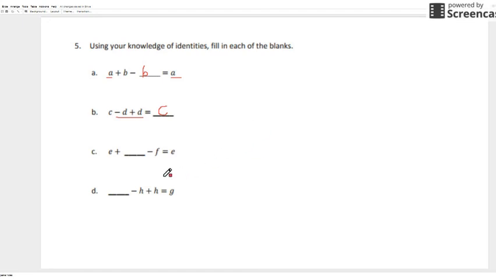All right, hopefully for C you came up with F. If you look at this, E is here. If I add F to it and then subtract F again, if I subtract the same thing, I come back to the original. For this one, hopefully you came up with G. If I start off with G and then subtract H, add H, I come back to the original G. So there you go. That's what the identity property is, and that's how we use addition and subtraction to show that property. So go ahead and stop the video and move on to the problems of the day.